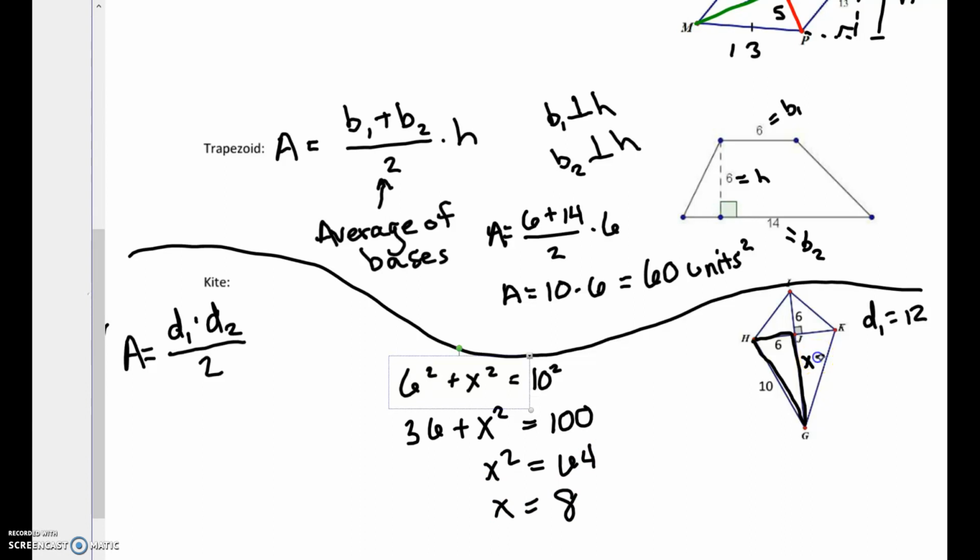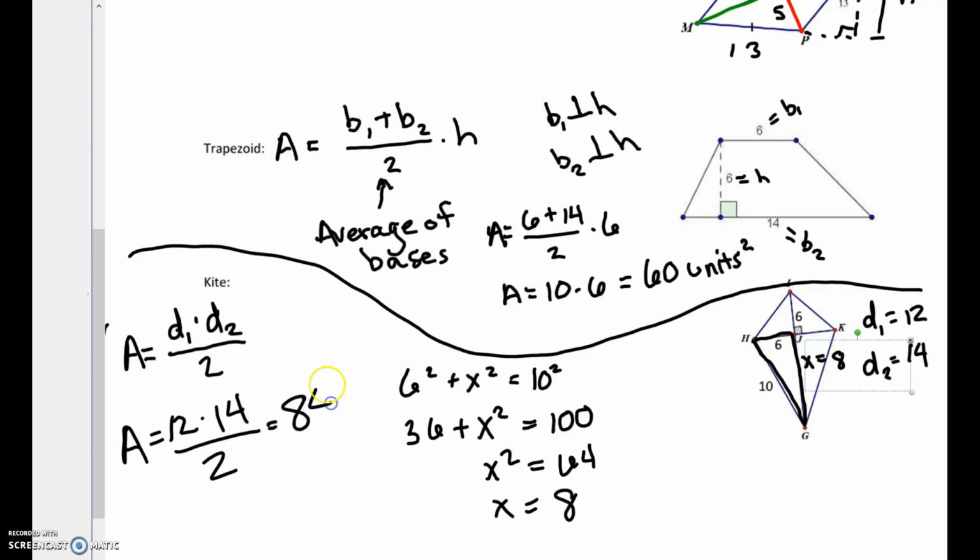So if that's 8, that means that diagonal 2 is 6 plus 8, which is 14. So now we're going to plug that into our equation. Area equals 12 times 14 over 2. And we're going to find that our area is 84 units squared.